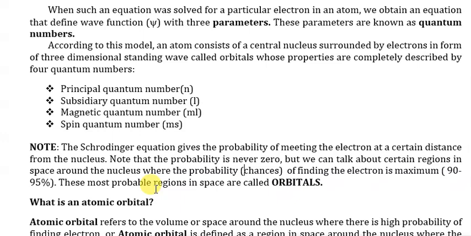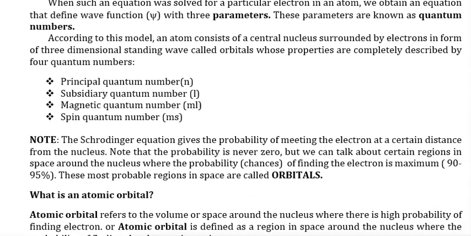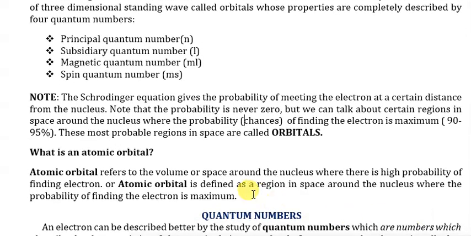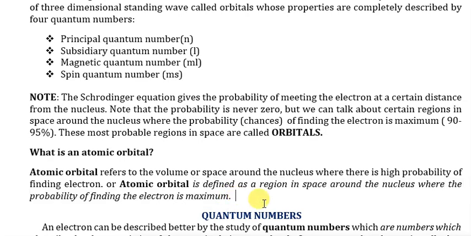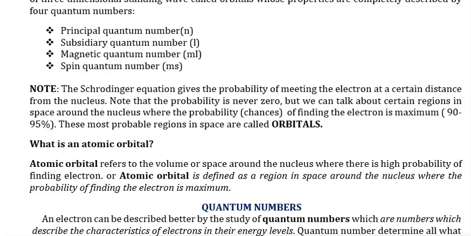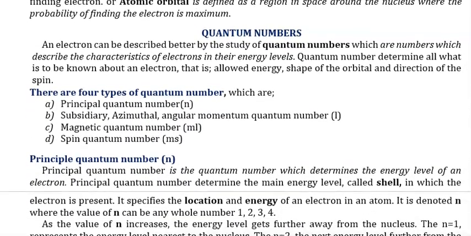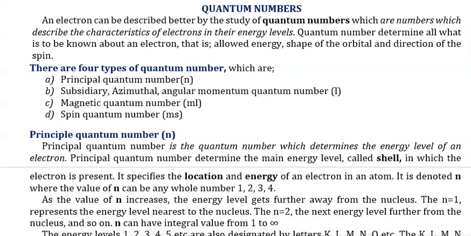Most probable regions in space around the nucleus where there is maximum probability of finding an electron are called orbitals. So what is an atomic orbital? An atomic orbital refers to the volume or space around the nucleus where there is a high probability of finding an electron. Or in other words, an atomic orbital is defined as the region in space around the nucleus where the probability of finding an electron is maximum. The definition is the same, just the arrangement of words is different. Now, after knowing the definition of atomic orbitals, let's go on to discuss quantum numbers.